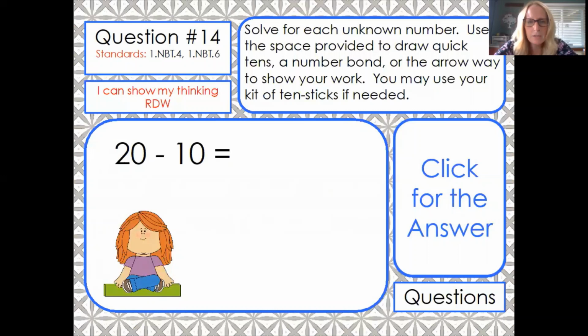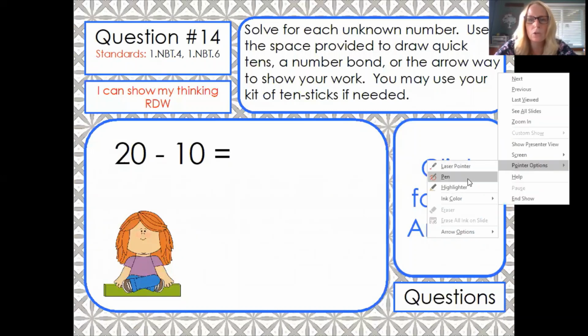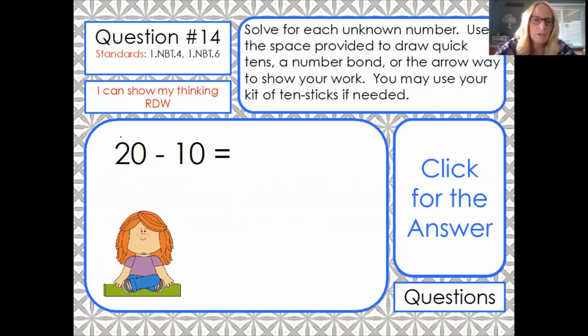So for this one, I'm going to get my pointer ready again, and I'm going to show you using quick tens. So if I have the number 20, that's the same as 10, 20 in my quick tens. Now when I'm subtracting, I want to cross off a group of 10. So if I take one of those groups of 10 away, I'm left with one group of 10. So my answer would be 10.